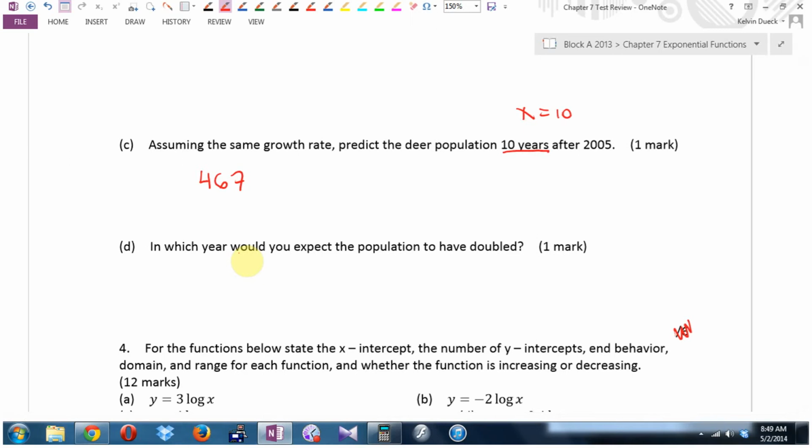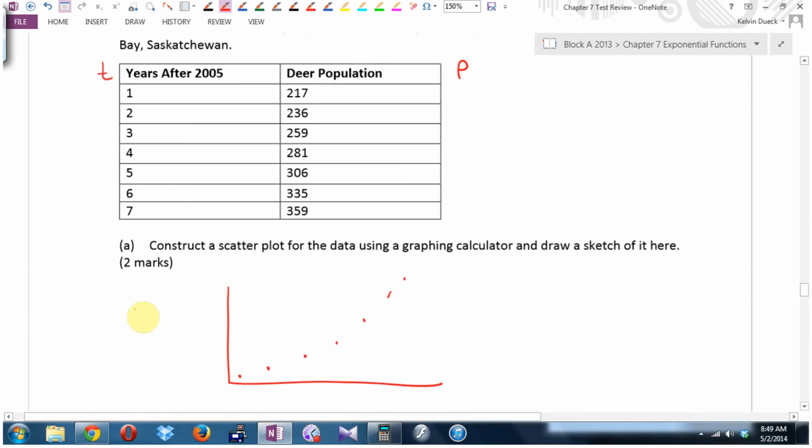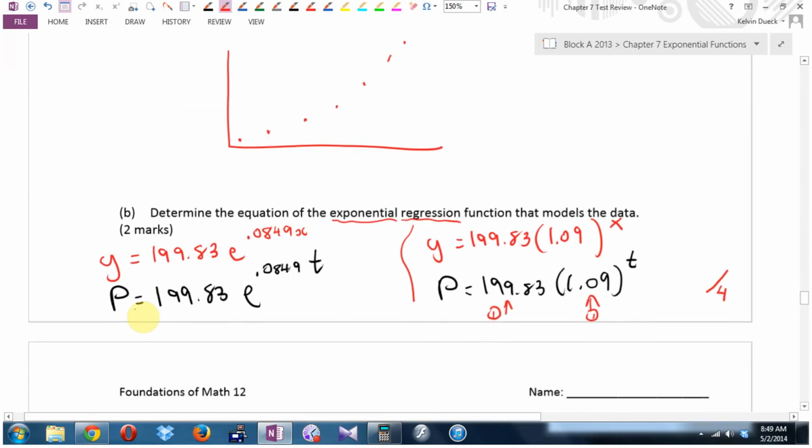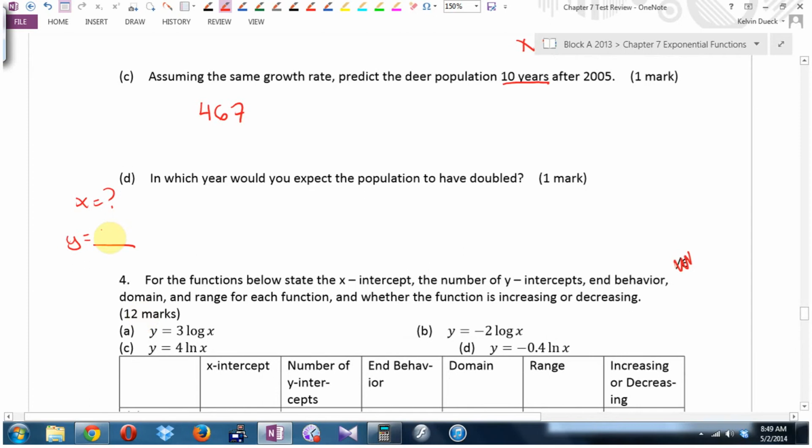What are they asking me to find in part D, Colin? A year or a population? A year. They're asking me to find an X value. That means they gave me a Y value. Now, population doubled. What was our initial population? So what they've really said is let the population be 217 times 2. You know what? 434. That's the population having doubled. Okay? So they've said, what year will the population have doubled? Doubled would mean take your initial and, Kayvon, double it.